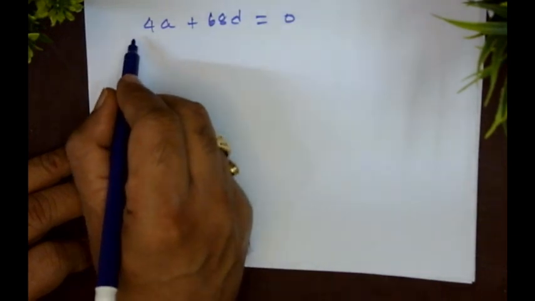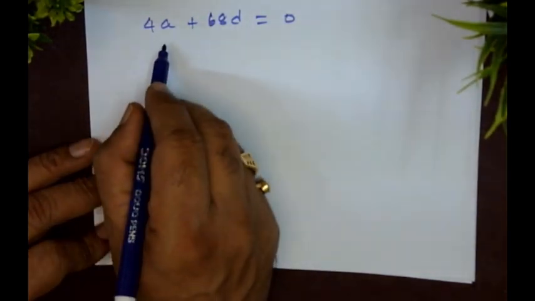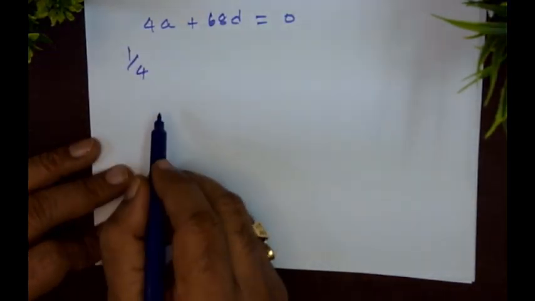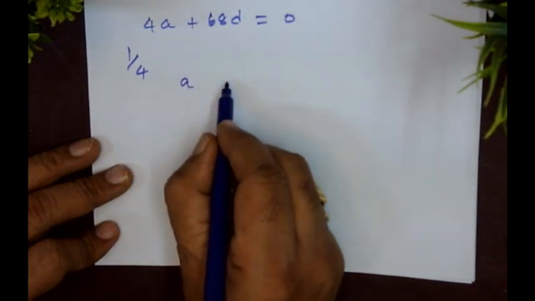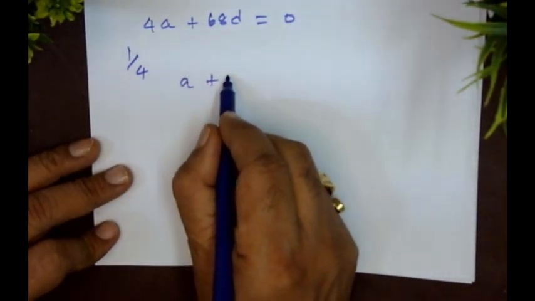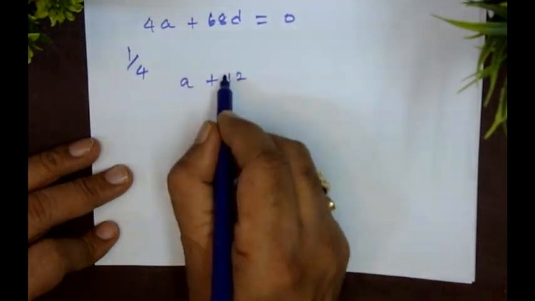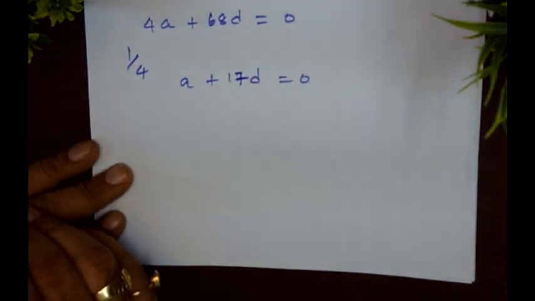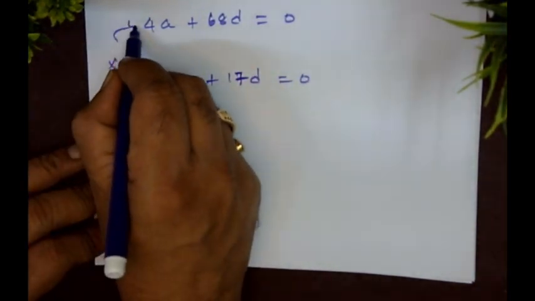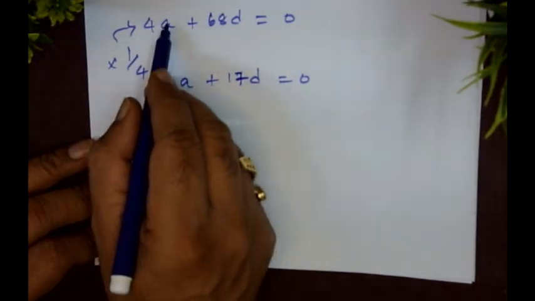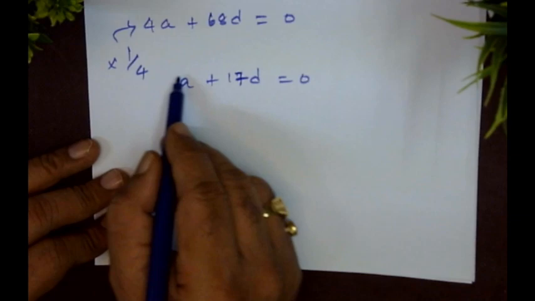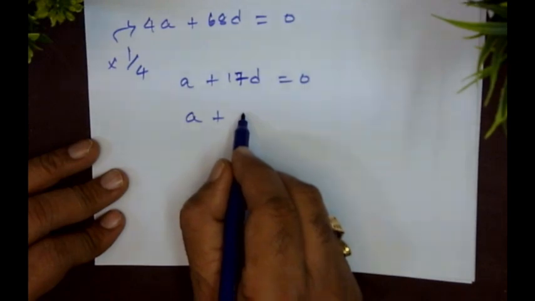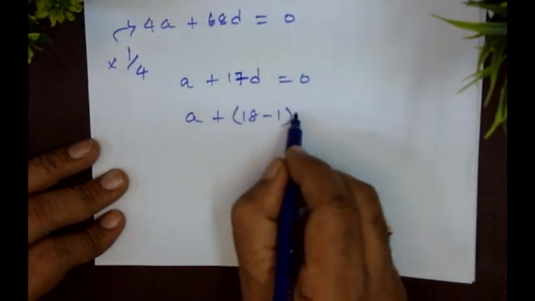Now let us divide this by 4. The entire equation can be divided by 4. So you will get a plus how much? 68 by 4 is 17, so 17d is equal to 0. The 4 and 4 cancel for a. So a plus 17d can be written as a plus 18 minus 1 into d.